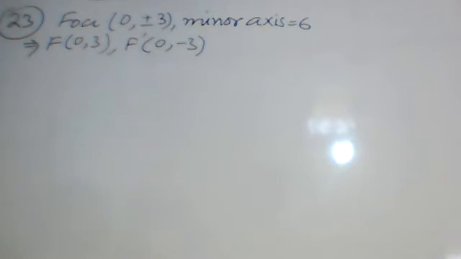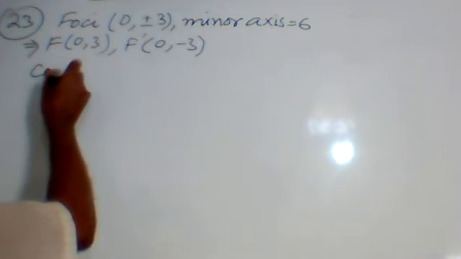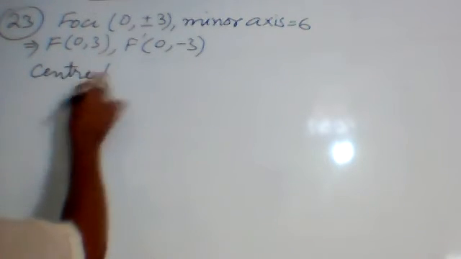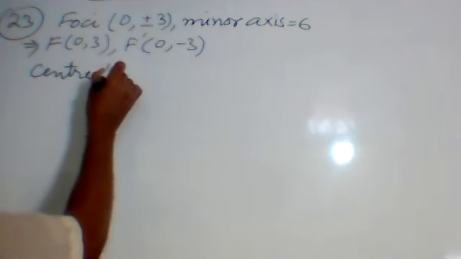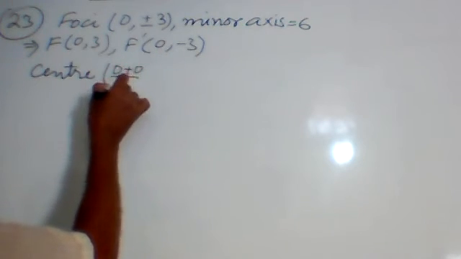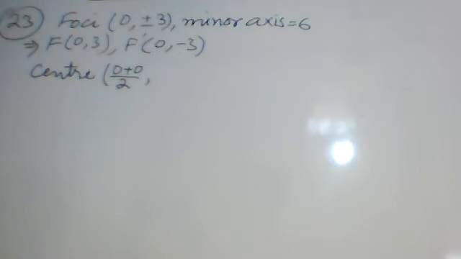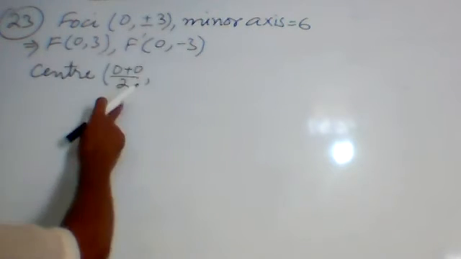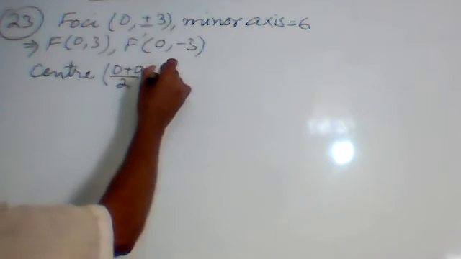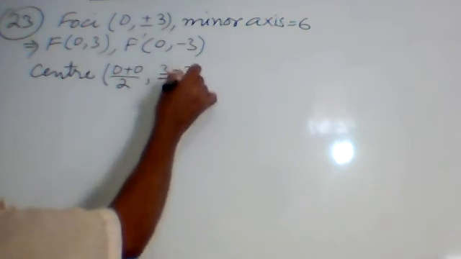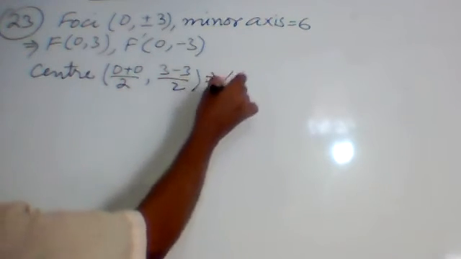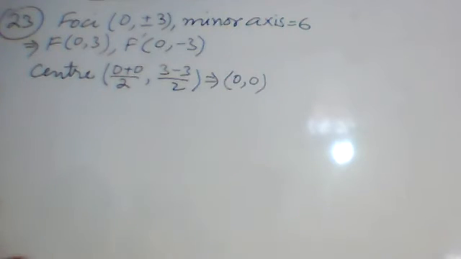We will find the center: 0 plus 0 upon 2, the midpoint of the foci or the midpoint of the vertices. If the vertices are given, we will find the midpoint of the vertices. That will be the center. The foci are given, so we'll find the midpoint of the foci. That is the center. So 0 plus 0 upon 2 and 3 minus 3 upon 2. It will become 0, comma 0.